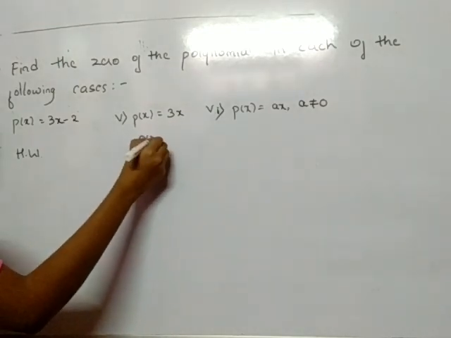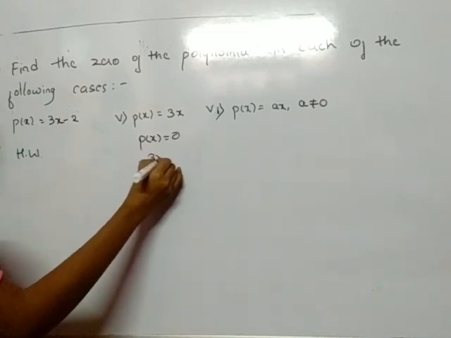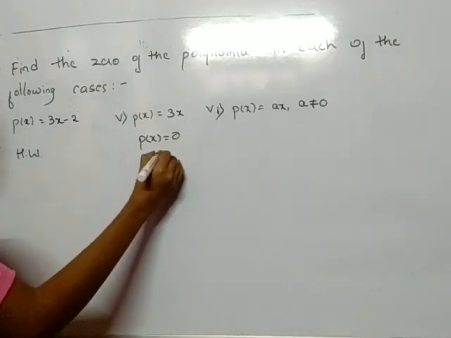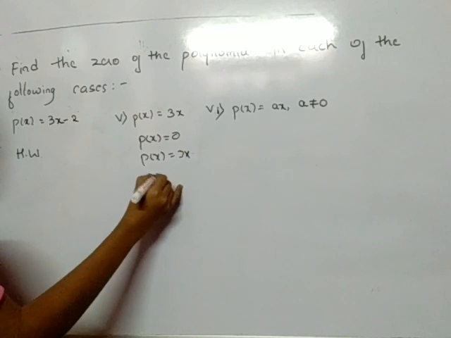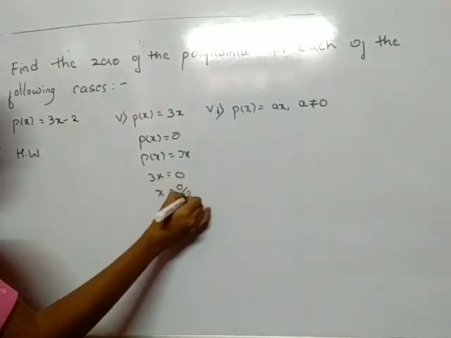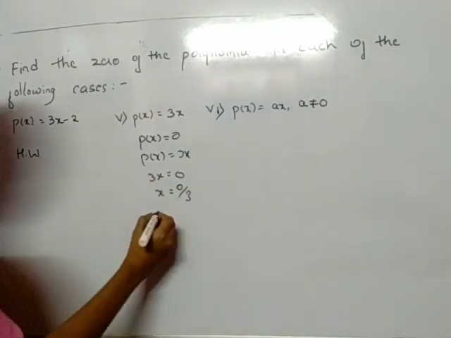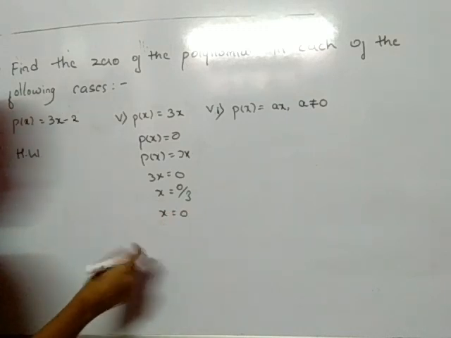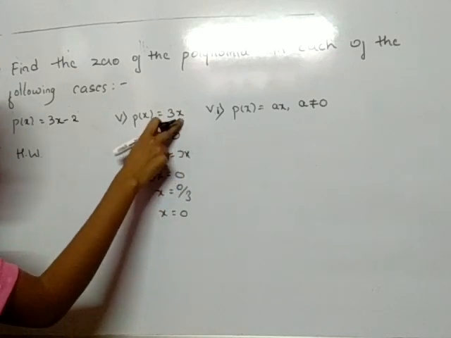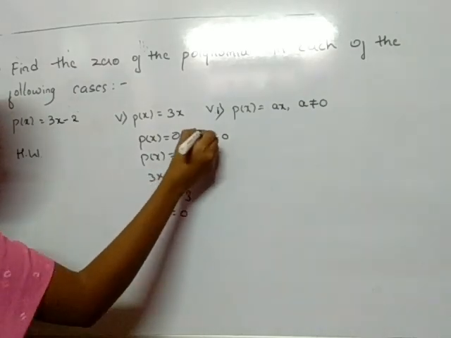Then the fifth one, P of x is equal to 3x. You know that we need to consider P of x equal to 0. Then directly 3x is equal to 0. I am going to write one more statement. P of x is equal to 3x. So 3x is equal to 0. x is equal to 0 divided by 3. 0 divided by 3 is nothing but x equals 0. When we substitute x equals 0 in this equation, 3 times 0 is 0, that is 0 only we are getting.